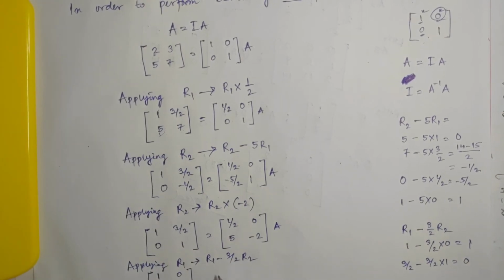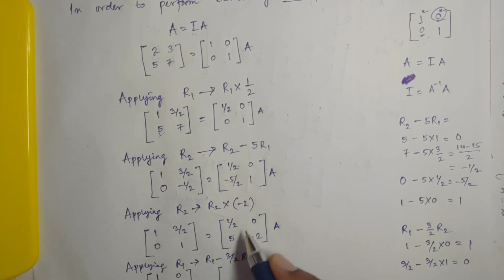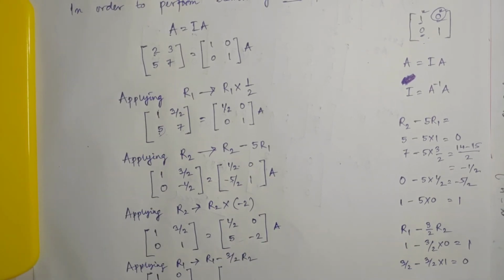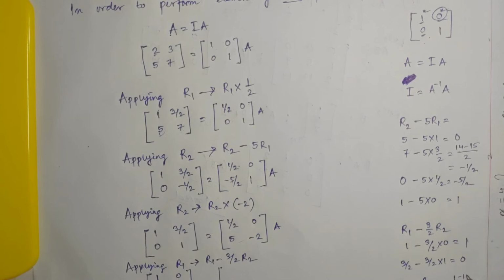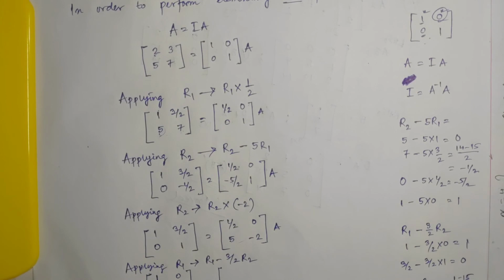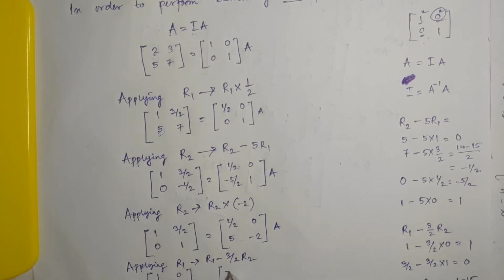R2 element will remain fixed. Now we have to change this one, half. So R1 element is half minus 3 by 2 into 5. So how much is this one? It is 15, right? So what I get? Half minus, so 1 minus 15 by 2, that is minus 14 by 2. So it will be minus 7. So I will write here minus 7.